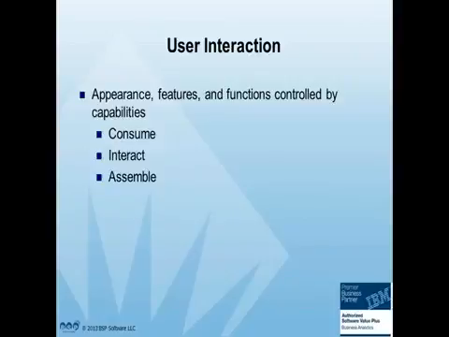So in doing demos and building proof of concepts, we get a lot of questions about user interactions, what users can and can't move, change, edit, analyze. That being said, the appearance of the user interface, the features that are available to you, and the functions you're able to perform are dependent on the capabilities that are set for you. So we have 3 different capability options. There's consume, interact, and assemble.